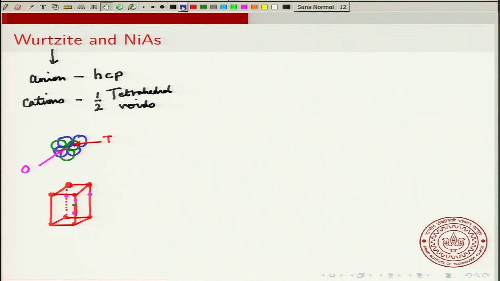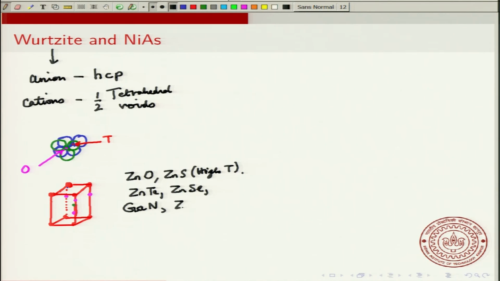So this is the wurtzite structure, and wurtzite is actually quite common. There are several compounds that form the wurtzite structure: ZnO, zinc sulfide at high temperatures, ZnTe, ZnSe, gallium nitride, zinc selenide, zinc telluride, cadmium sulfide, cadmium selenide.